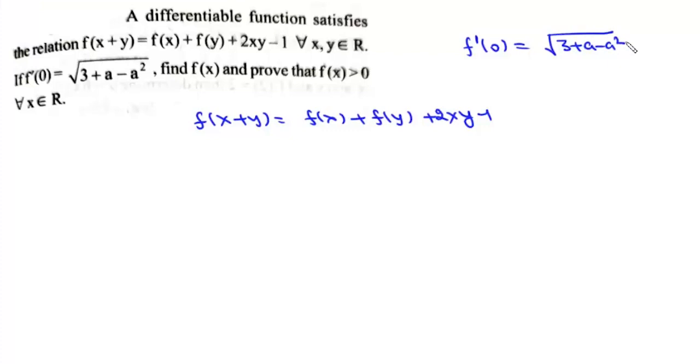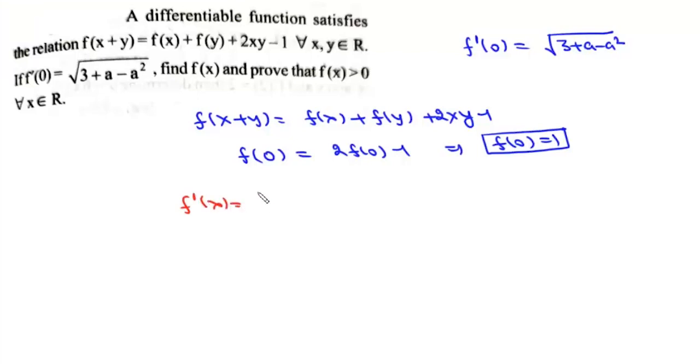Now we'll find the value of f(0), and for that we put x and y as both 0. So this is f(0), and here will be 2 times f(0) minus 1. So from here we can say the value of f(0) must be 1. Now we can write f'(x) as limit h tends to 0, f(x+h) minus f(x) upon h. Now f(x+h) is f(x) + f(h) + 2xh - 1.